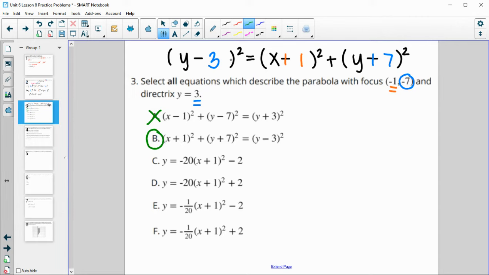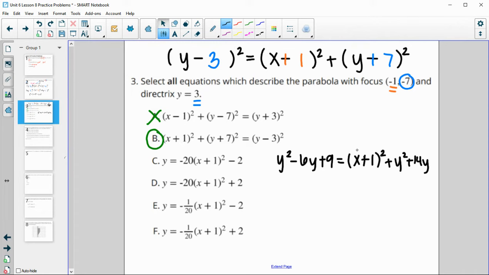Then what they've done is taken this directrix form here and written it in vertex form. So they've multiplied out this y minus 3 squared. A binomial squared, we know, is going to be y squared minus 6y plus 9. Now, all of these still have the x plus 1 squared, so we're not going to touch that, we're just going to leave it as x plus 1 squared. And then we'll multiply out this y minus 7 squared, so that'll be y squared minus 14y.